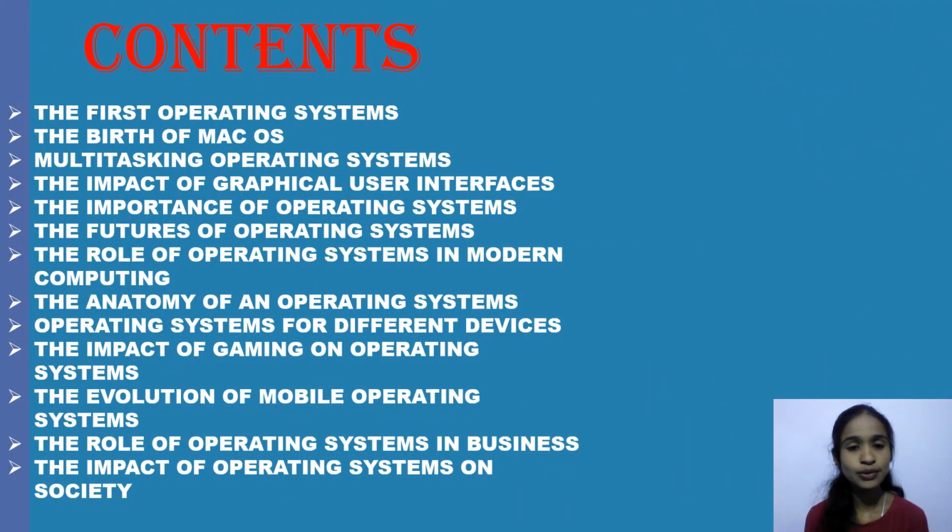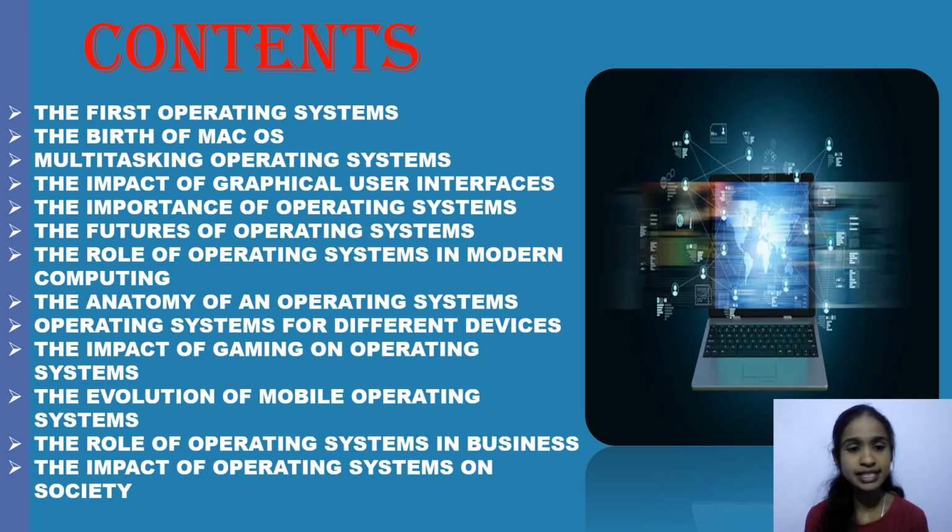The contents we are going to see are the first operating systems, the birth of Mac OS, multitasking operating systems, the impact of graphical user interfaces, the importance of operating systems, the future of operating systems, the role of operating systems in modern computing, the anatomy of an operating system, operating systems for different devices, the impact of gaming on operating systems, the evolution of mobile operating systems, the role of operating systems in business, the impact of operating systems on society.